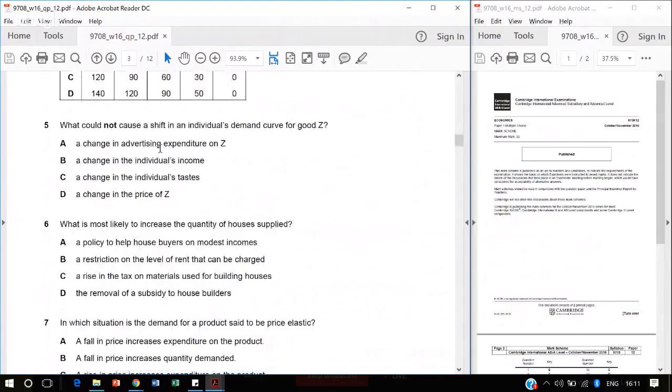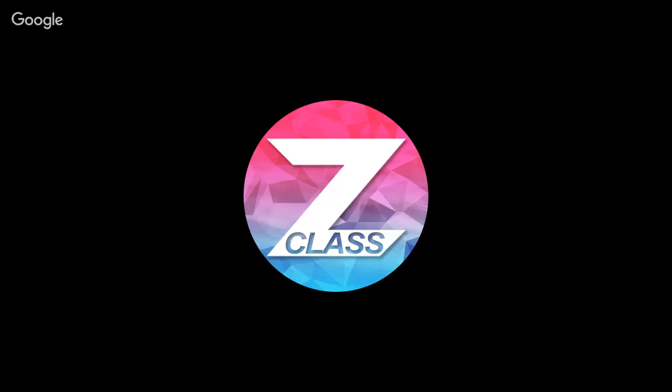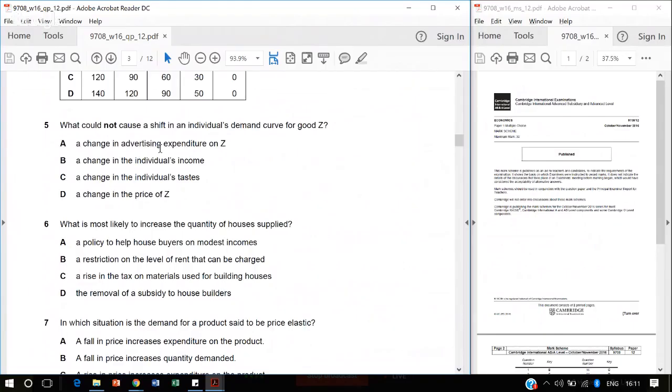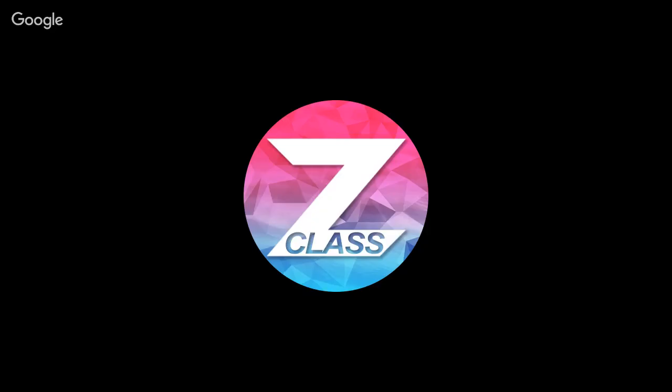And what could not cause a shift in an individual's demand curve for good X? So quick question. We see two types of changes in demand curves, between movements and shifts. What is the difference between the two? Movement is always with price, and a shift is any other factor. A movement has to do with price and a shift is any other factor except for price.